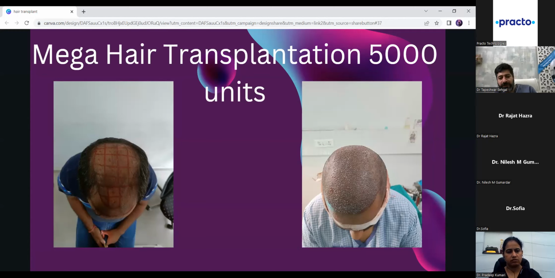We can now, since we are trained in FUE, we have been doing mega sessions with up to 5,000 units, and we have been doing this routinely, provided the donor area has enough density to extract that much hair.